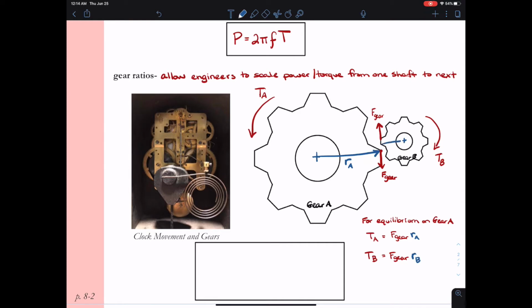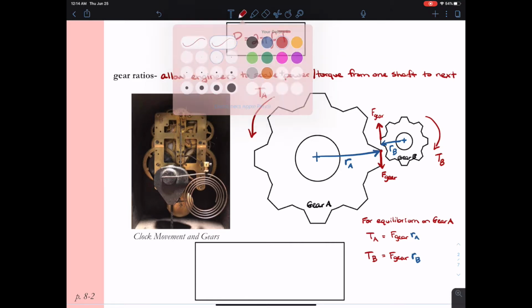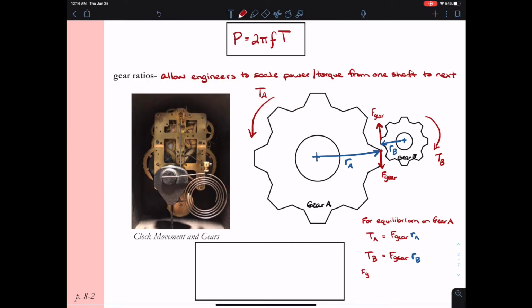All right, because at the interface where these two gear teeth touch, we only have Newton's third law of motion, where for every action there's an equal and opposite reaction. So right at the gear teeth, we have F gear on both sides, and they have to be the same. So F gear must be the same on both of these gears, both gear A and gear B.